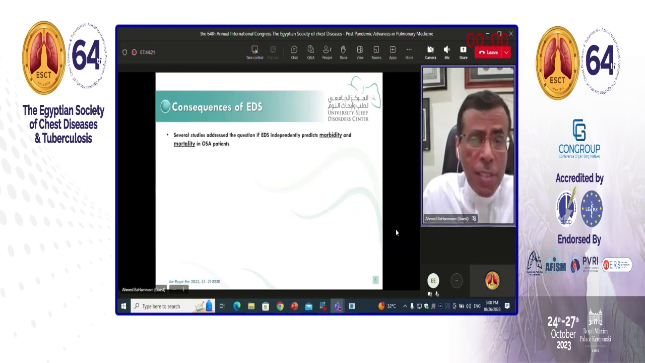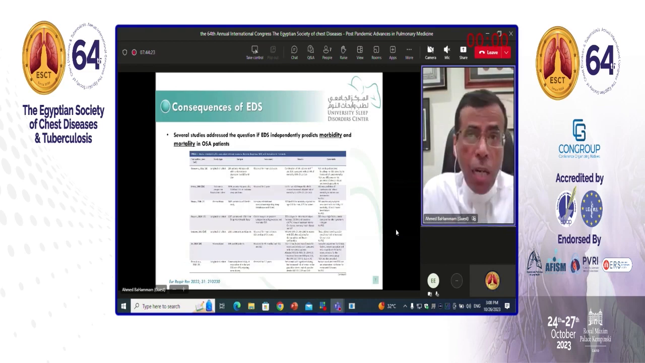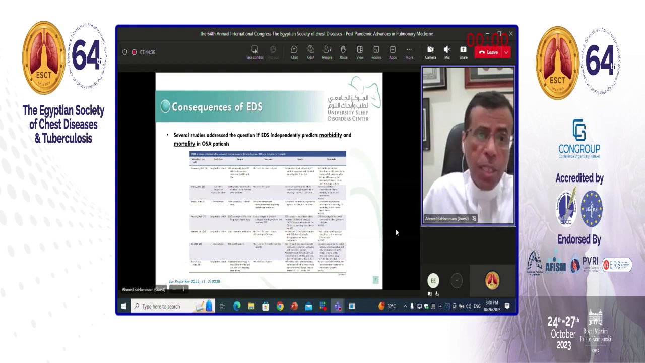We know that sleepiness is associated with multiple problems like accidents and decreased performance, but recent data suggests that sleepiness also predicts morbidity and mortality in sleep apnea, not only quality of life and behavior. And there are several studies and randomized controlled trials assessing that.